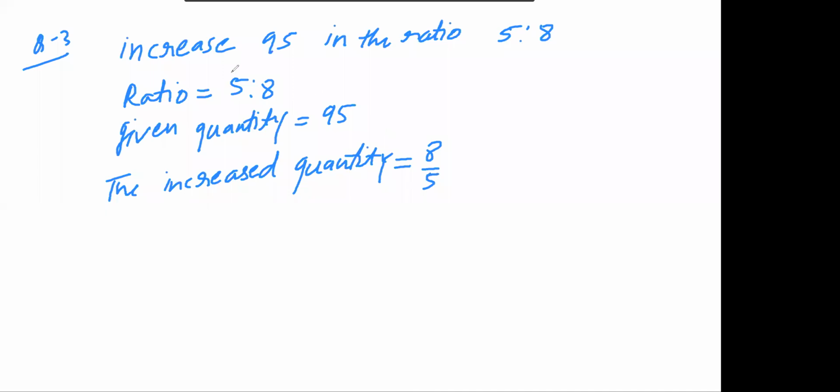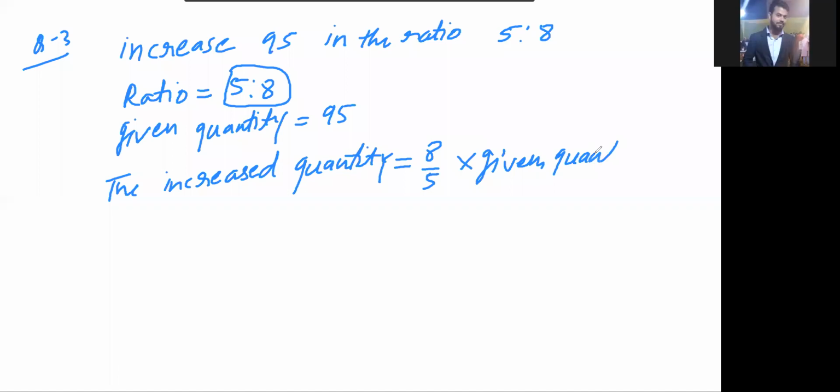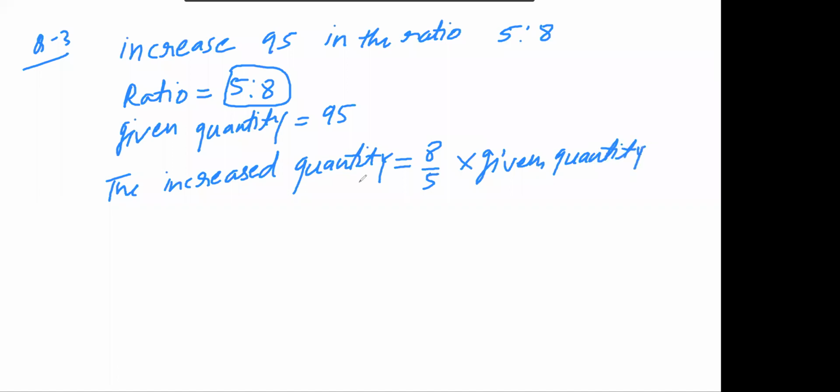First of all, listen to this very carefully. This was 5 upon 8, but actually you will write 8 upon 5. You will reciprocate the fraction and multiply by the given quantity. Okay, Farman Varsi, don't do this. So 8 upon 5 multiply, what was the given quantity?